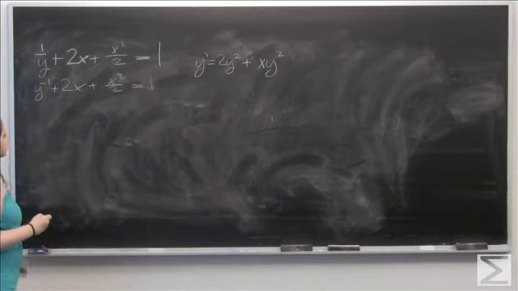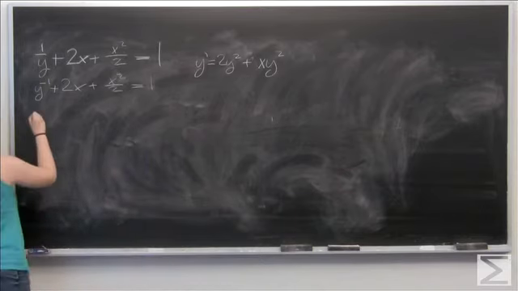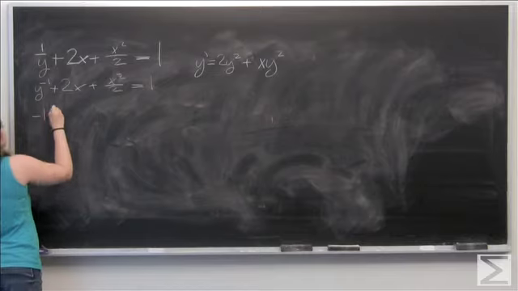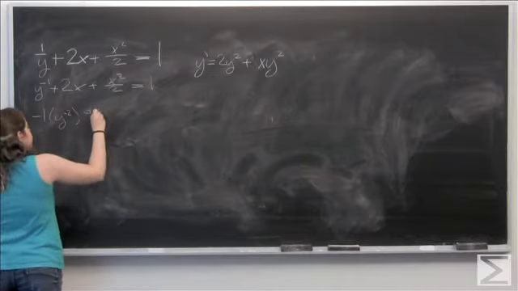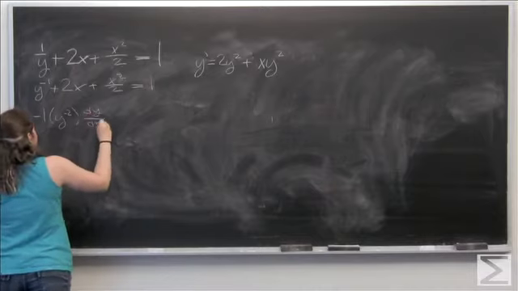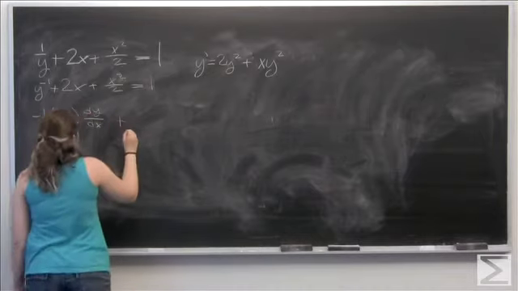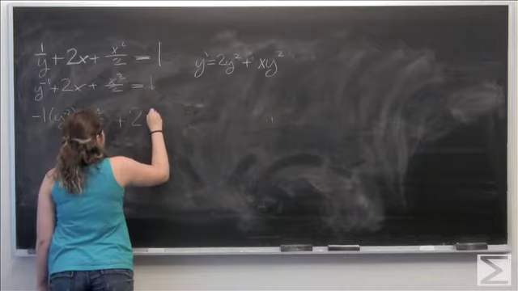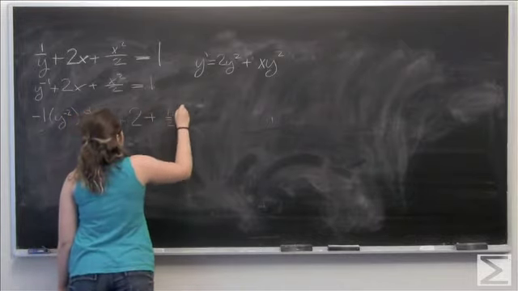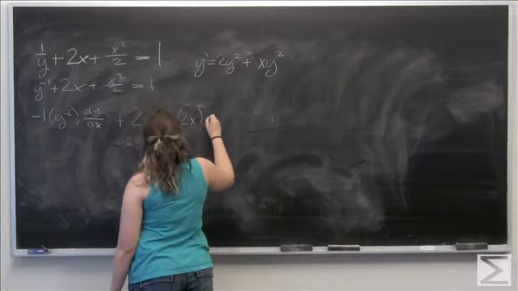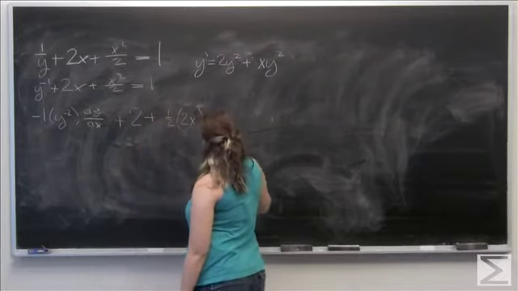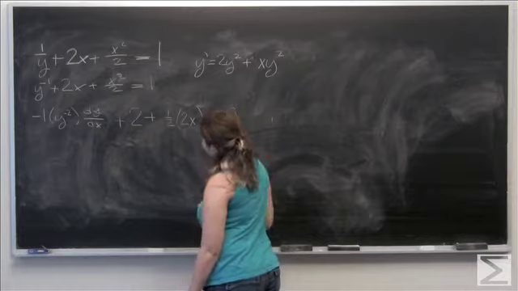So now we're going to take the derivative. We have negative 1 times y to the negative 2 dy/dx, plus the derivative of 2x, which is 2, plus 1/2 times the derivative of x squared, which is 2x. That's equal to the derivative of 1, which is 0.